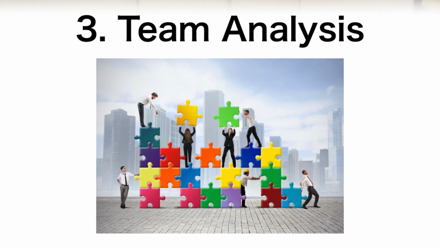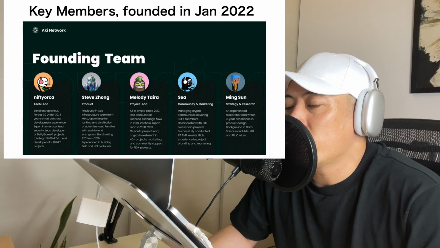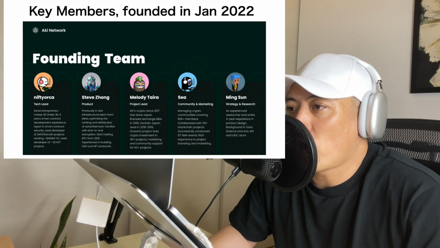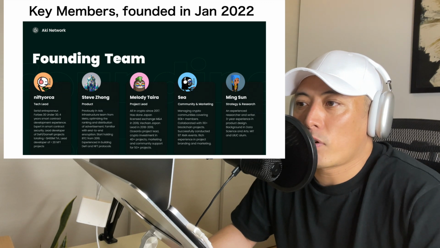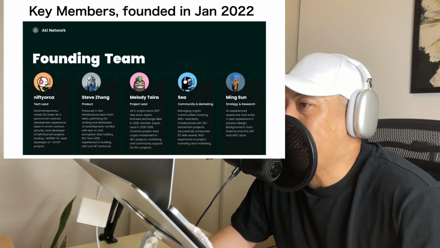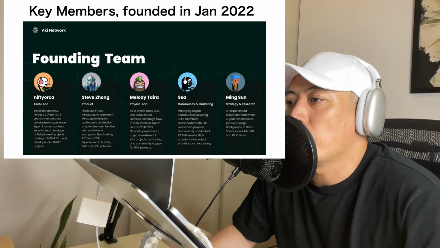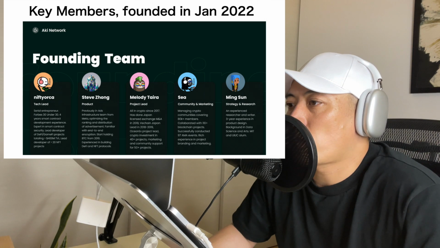Then number three, team analysis. So here's the team detail. Nifty Orker, tech lead. He's a serial tech entrepreneur, and he got elected to Forbes 30 Under 30. It's great traction. Then Steve Chung, product, previously on the Adobe infrastructure team and at Meta Facebook. It's great. Then Melody Tyler, project lead.